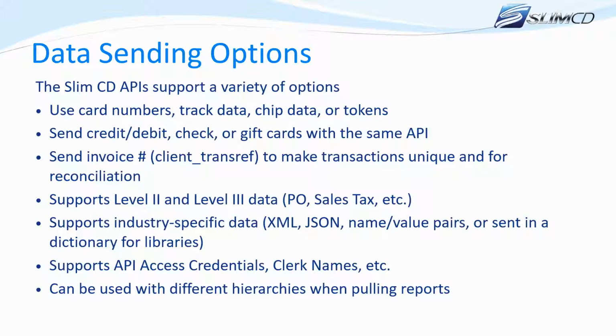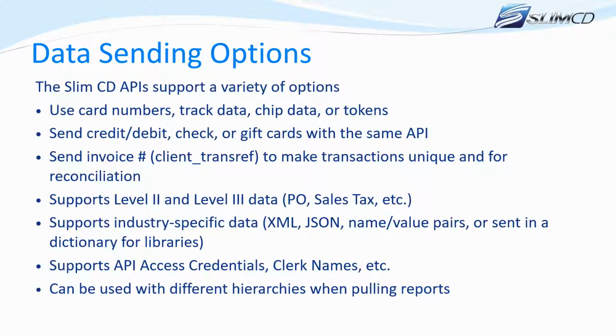We support level 2 and level 3 data. Level 2 data is purchase order, sales tax, and sales tax type. That data is valuable for business card acceptance to give you the best possible rates. And level 3 data are line item details for everything that is involved with a particular sale.